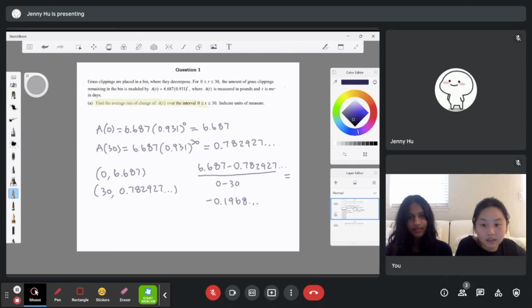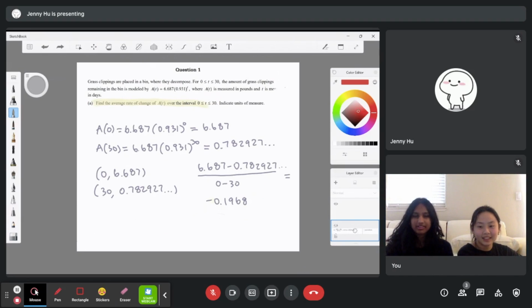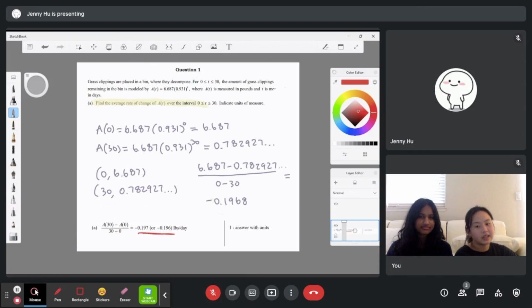0.1968... Hey, why are there two answers on the College Board rubric? For College Board, using 3 decimal places is good enough, and you can either round to 3 decimals or just cut it off at the third one. Therefore, the final answer, as you can see from the rubric, is negative 0.196 or negative 0.197.